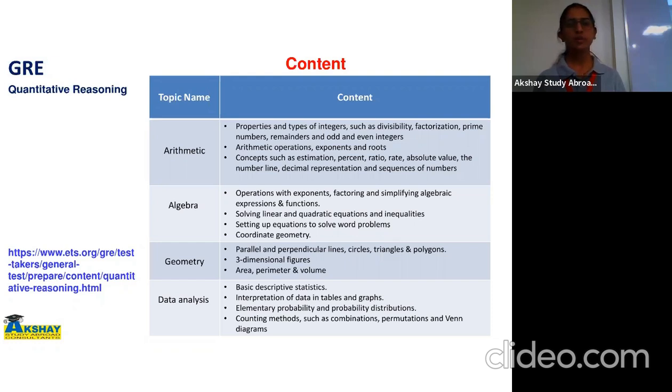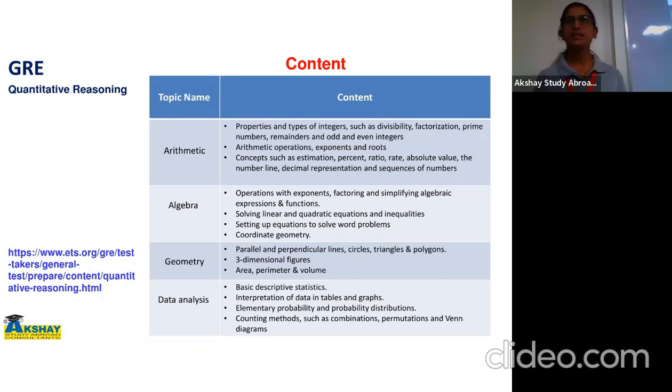Then the geometry section includes parallel and perpendicular lines, then angles, polygons, different two-dimensional figures like square, rectangle, parallelogram, trapezium, rhombus, their area and perimeter calculation. If three-dimensional figures are there, then their volume and surface area calculation. These are the things which you already have studied in 7th standard in the mensuration topic. Yes, that mensuration topic is nothing but three-dimensional geometry.